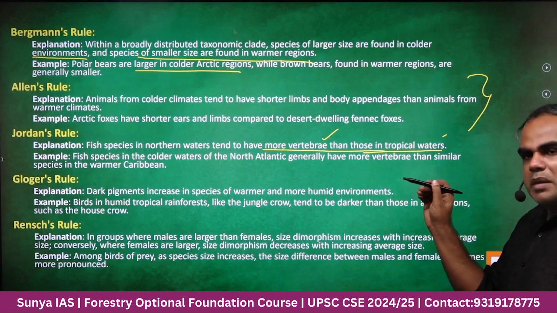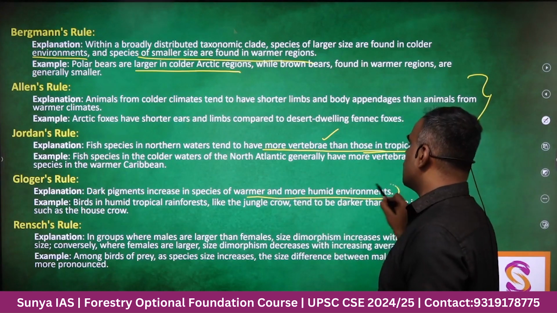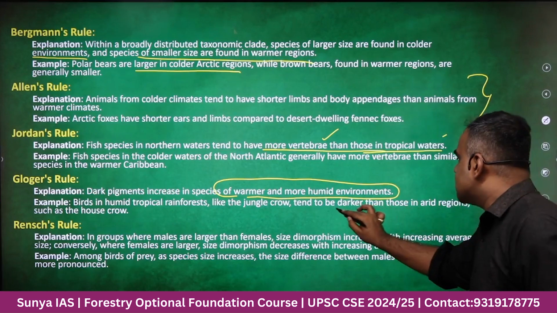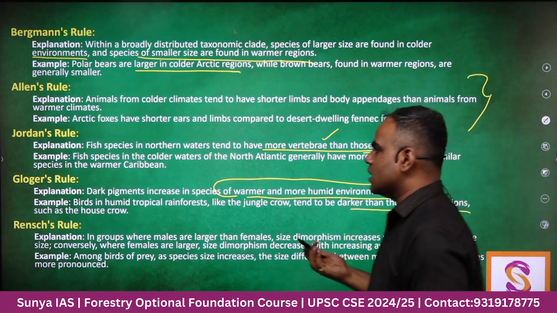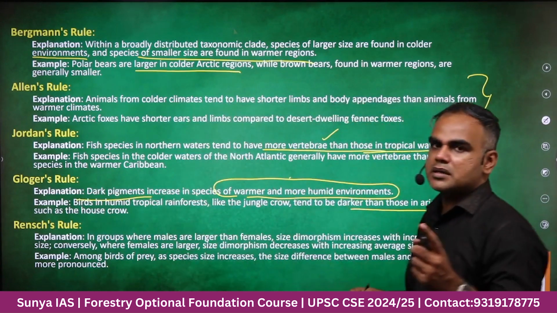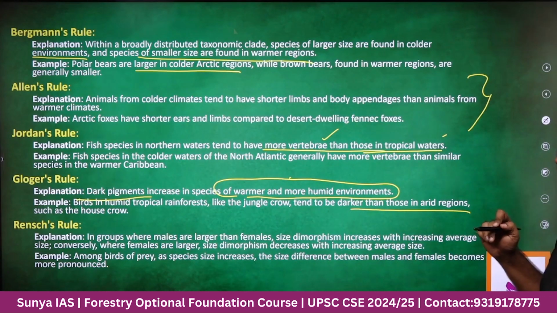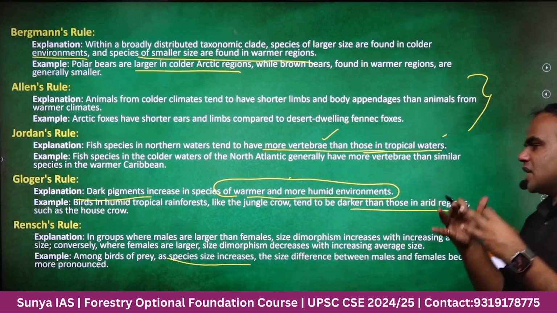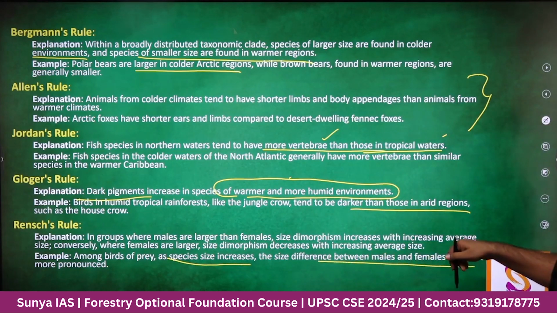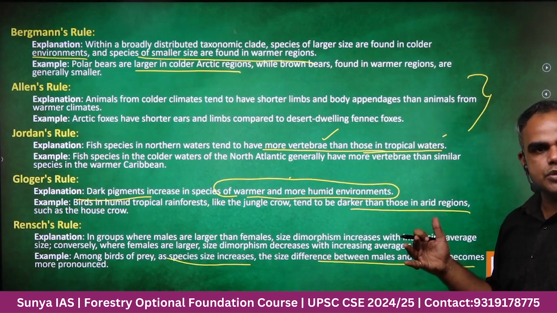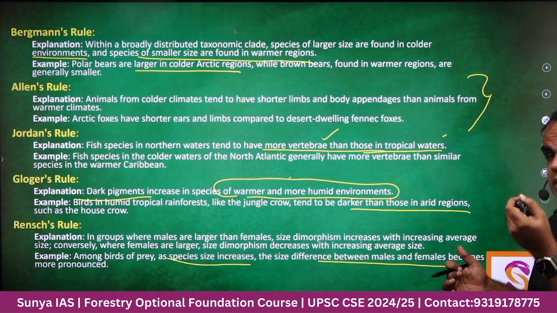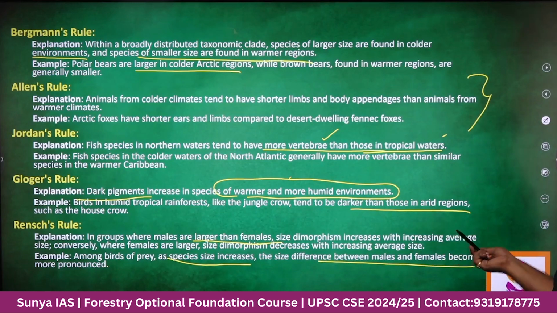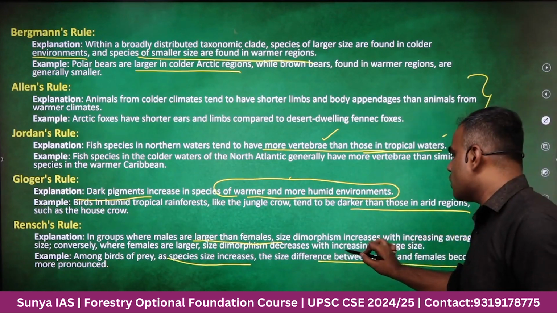Gloger's rule will tell you the dark pigmentation increases in the species of warmer and more humid climate. Okay, so let's say you have birds in tropical rainforests, etc. They are darker than those in arid regions. This you can also understand: dark pigment is more in warmer climates. Fine. Rensch's rule, what is that? So here also, let's say you have birds of prey. As the species size increases, the size difference between males and females becomes more pronounced. In some cases the size of the male is larger than the female, basically highlighting that there can be some size dimorphism as well.